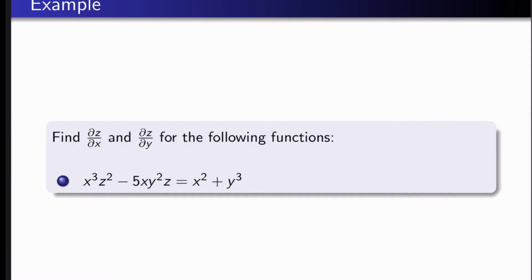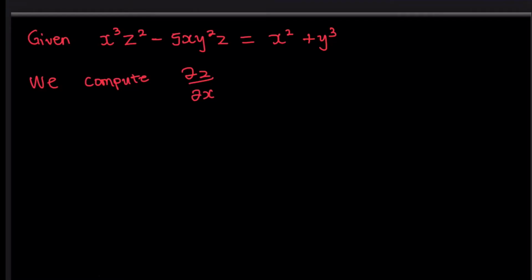So that's the first example. In our second example, we have to compute ∂z/∂x and ∂z/∂y given the function x cubed z squared minus 5xy squared z is equal to x squared plus y cubed. Now here, note that we are to use the product rule in addition to the implicit differentiation. First compute ∂z/∂x. So in this case, we are going to treat all other variables other than z and x as constants. So thus, we will treat y as a constant in this case.